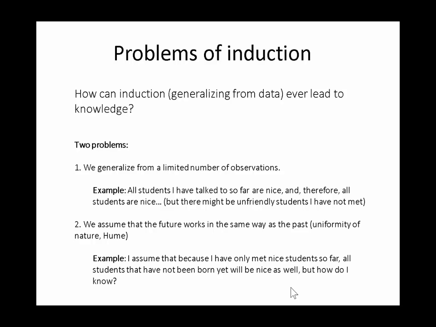The second problem with this idea of induction is that we implicitly assume that this universal statement holds all the time. You basically assume that it works in the future as well. That's what David Hume calls the uniformity of nature. And that's a little dodgy as well. Because now if I say that all of the students are nice, based on talking with you guys, I assume that based on what I've seen so far, there could be next year's cohort, the next year's cohort after that, and so on. Maybe they are not nice.